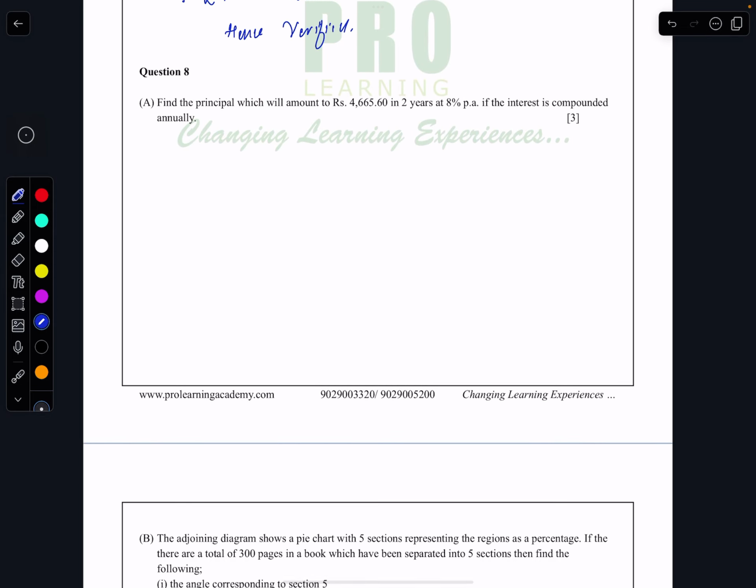In the question number 8, we have been given the question in terms of principal. Find the principal which will amount to this in 2 years at 8% per annum if the interest is compounded annually. So here we will write amounts to. It means amounts to, this number is an amount here. So you'll say amount is P 1 plus R over 100 the whole power n.